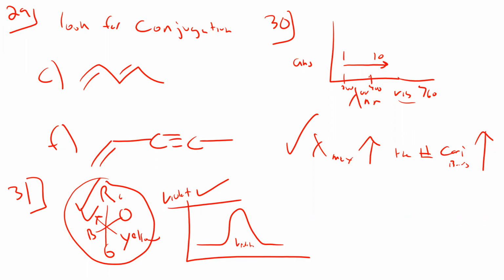Let me see if I can come up with an answer for that. So beta carotene has 11 conjugated bonds and it absorbs UV and blue light, lambda max at 455. So that's why beta carotene will appear kind of orange, right? It's going to absorb that light in the blue region, so it's going to appear orange. You can think, I guess, of carrots.